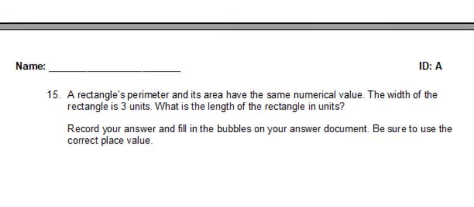Question 15. A rectangle's perimeter and its area have the same numerical value. The width of the rectangle is 3 units. What is the length of the rectangle in units? Record your answer and fill in the bubbles on your answer document. Be sure to use the correct place value. This is the end of question 15.